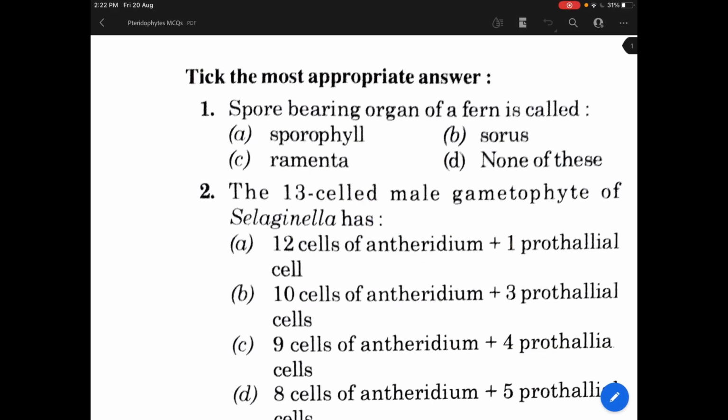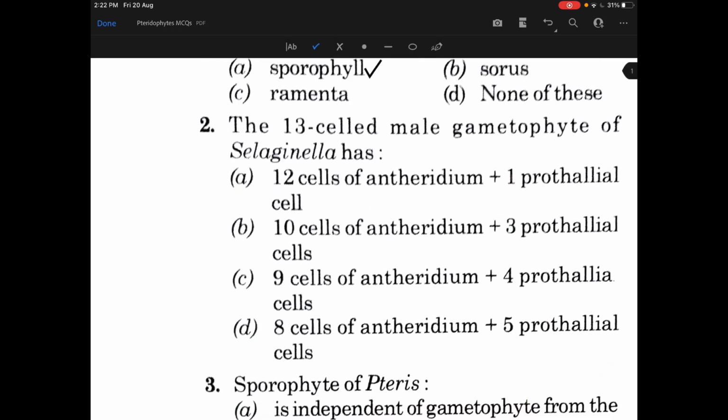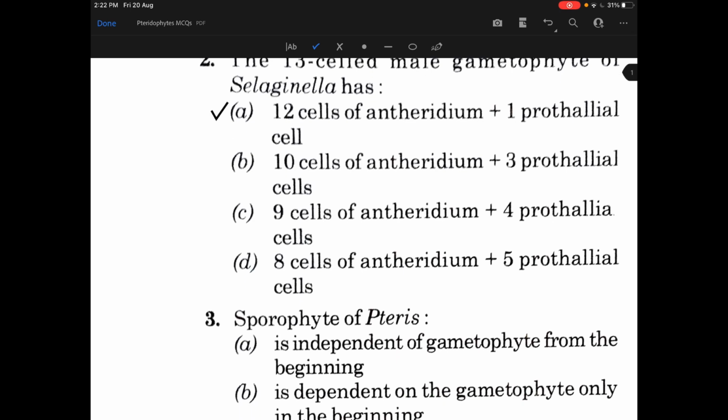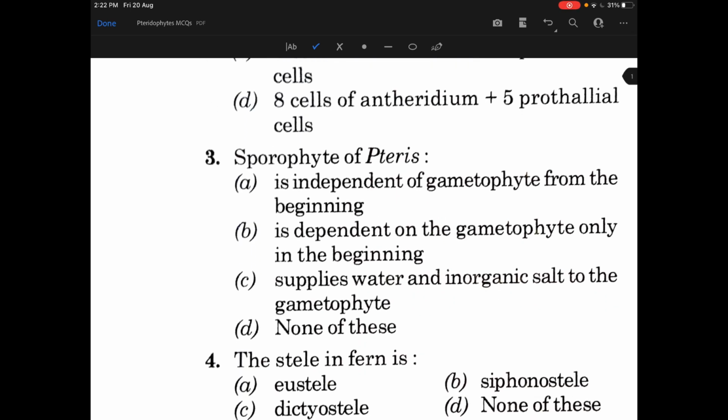The first question: spore-bearing organ of a fern is called dash. The answer is option A. The 13-celled male gametophyte of Selaginella has dash, and the answer is option A, that is 12 cells of antheridium plus 1 prothallial cell. Next, Sporophyte of Pteris is dash. The answer is option A, that is the Pteris is independent of gametophyte from the beginning.